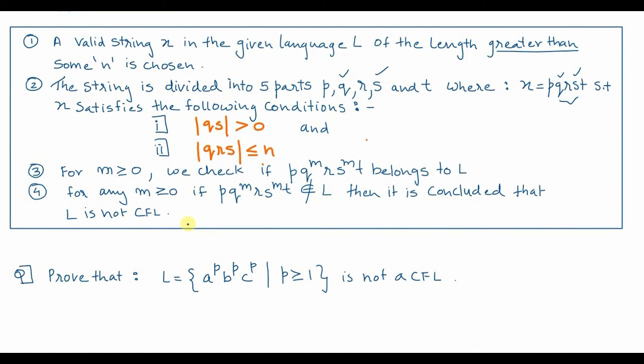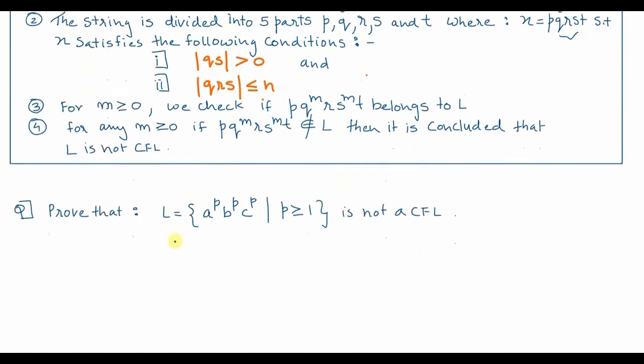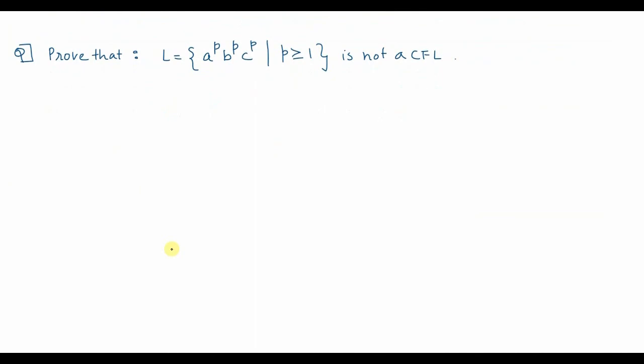So now, without wasting time, let us quickly solve a problem. We have a problem at our disposal. We are supposed to prove that this given language L equal to A raised to P, B raised to P, C raised to P, such that P greater than or equal to 1, is not a context-free language. So let's solve this.